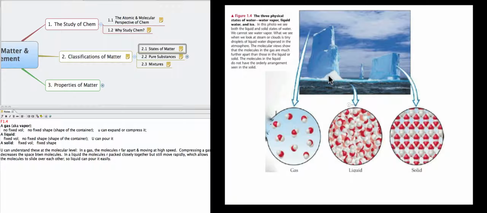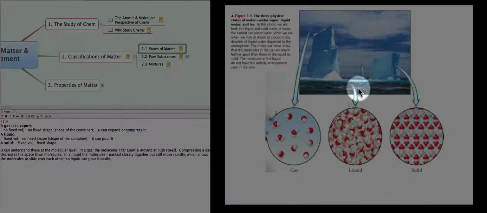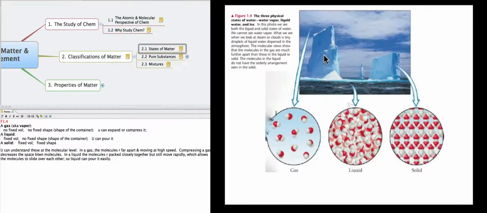Here you see the three physical states of water. Water vapor, liquid water, and solid water, ice. A gas, aka vapor, has no fixed volume, no fixed shape. It usually takes on the shape of the container, and you can expand it or you can compress it.